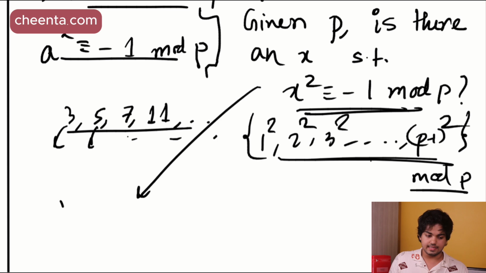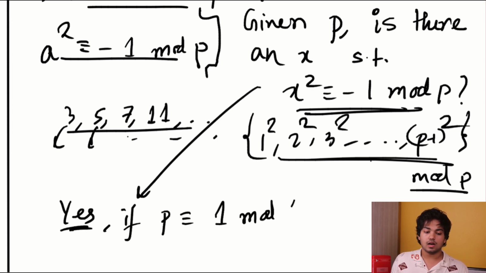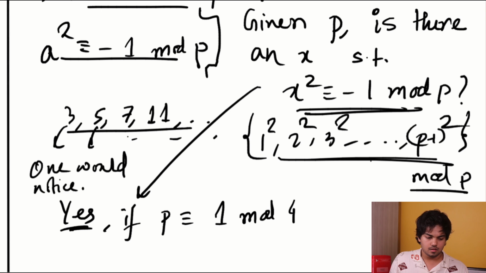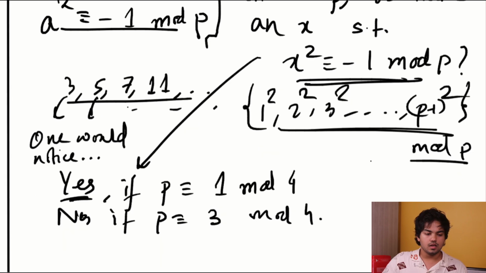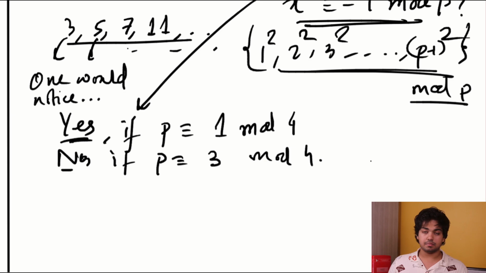The answer to this question is yes, if p is congruent to 1 mod 4, at least that's what you would conjecture. One would notice, if you will, yes, if p is congruent to 1 mod 4, and no, if p is congruent to 3 mod 4. And these are the only choices modulo 4 for a prime number. It's a simple check, right? It can't be 2 or 0 because any number congruent to 2 or 0 mod 4 is even, and so it can't be a prime other than 2. And so this is what you would notice as a pattern.